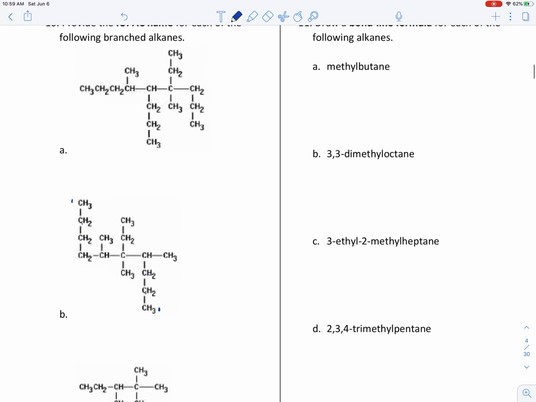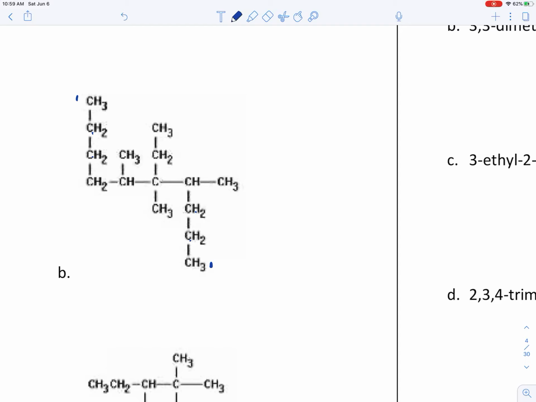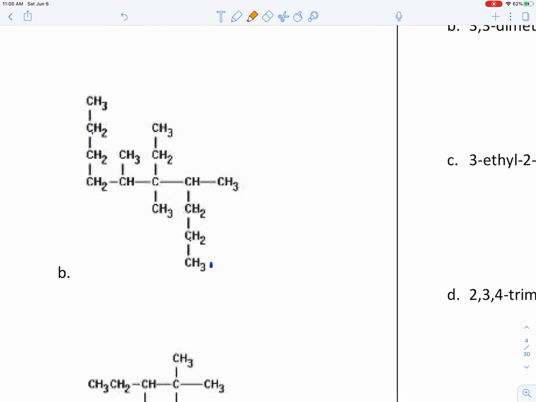Question 10. Let's do part B. These are condensed molecular formulas. Can you find the parent chain in this example? So the parent chain, the longest continuous chain, will start up here. 1, 2, 3, 4, 5, 6, 7, 8, 9, 10. So we have 10 carbons in the parent chain, the longest continuous chain.